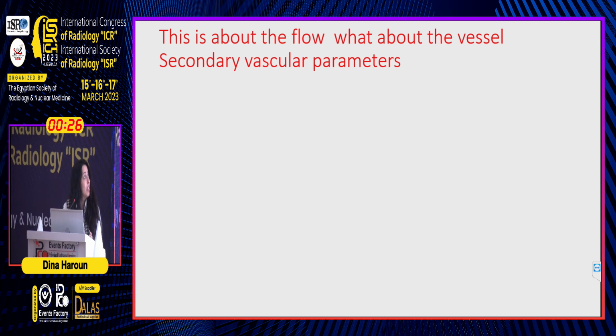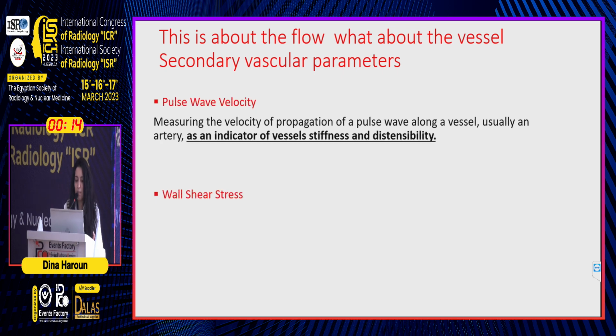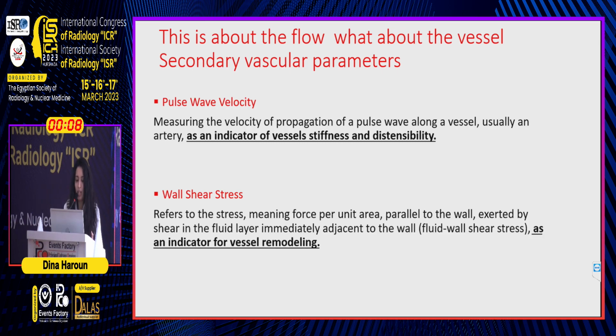We have already measured the flow. The privilege of the 4D flow is that it can also assess some functional vessel parameters: the pulse wave velocity and the wall shear stress. This is not present in the 2D flow. The pulse wave velocity is represented in the curve between upstream and downstream. In the 4D flow, it is an indicator for vessel stiffness and distensibility. This is an additional parameter.